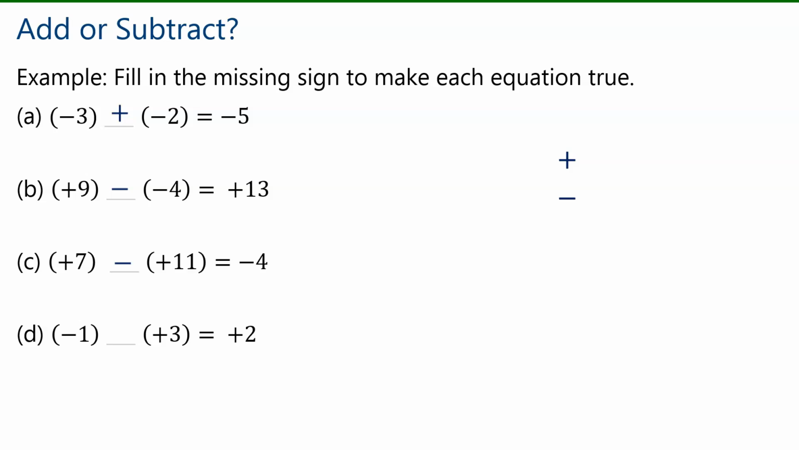And then for D, we have negative 1 plus positive 3 is 2, or minus. Let's think about the fact that we start at negative 1 and we end up at positive 2. So in order for my answer to get bigger, let's go ahead and add positive 3 to that. Because if I subtract positive 3, my answer is just going to end up getting smaller. But because I want to go from negative 1 to positive 2, let's add positive 3.